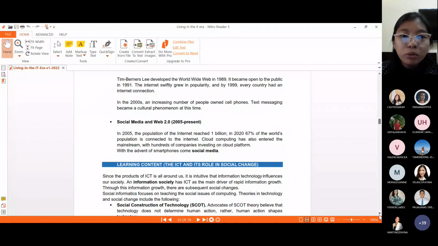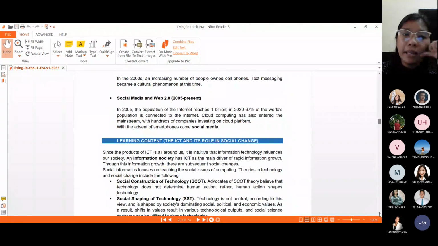Social media and Web 2.0, ayan na. Web 2.0, ano na yung trend natin, yung diniscuss natin kahapon? Kahapon na isa, tungkol sa Web 2.0. Ito na yung may advertisements na sa using our computer connecting to the internet. So 2005 to present yan.